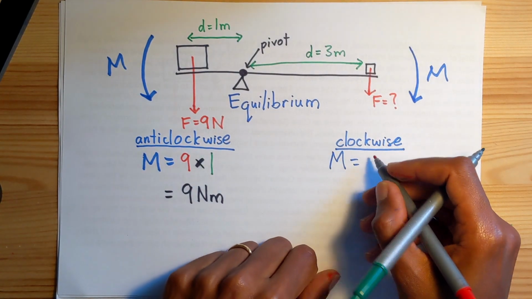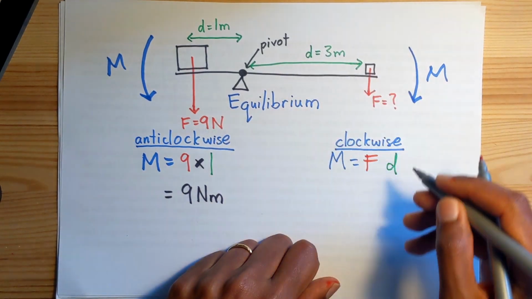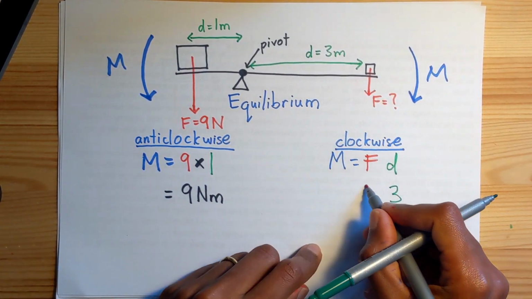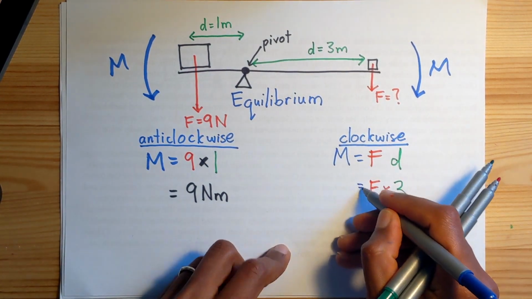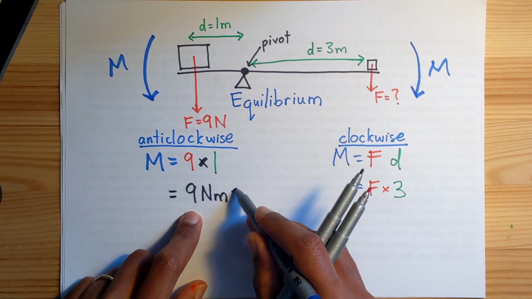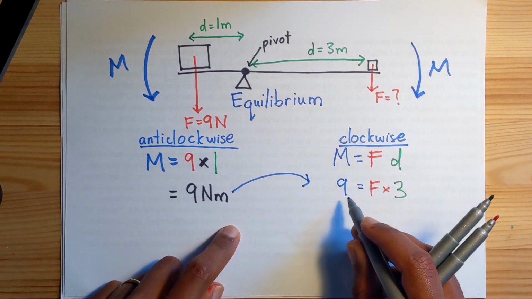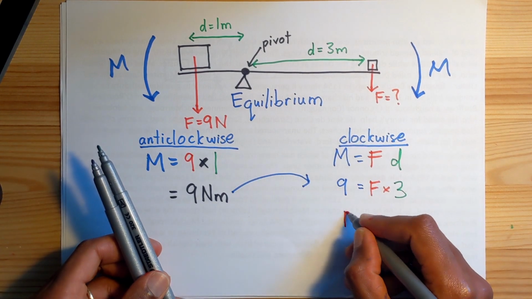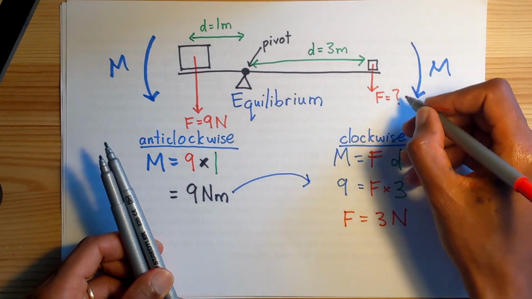Moving on to the clockwise moment of M equals F multiplied by d, we know that the distance is 3 meters, but we don't know the value of F, that's still unknown, and we do know the value of M using the value of the anti-clockwise moment, since they're equal. Bringing a number over here, we've now got this equation, 9 equals F times 3, and through simple algebra we should be able to see that F equals 3 newtons.